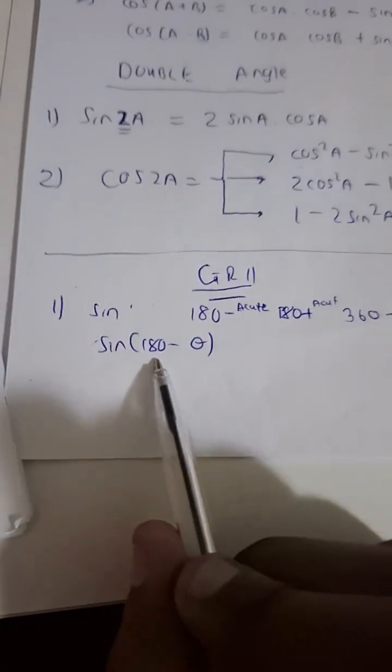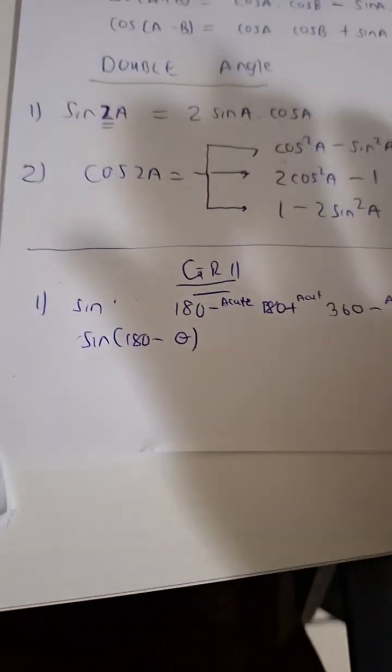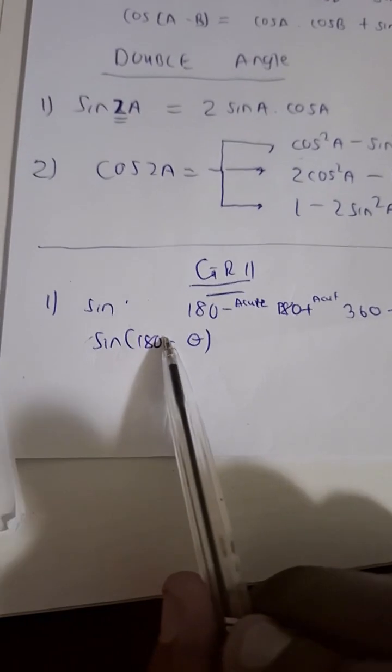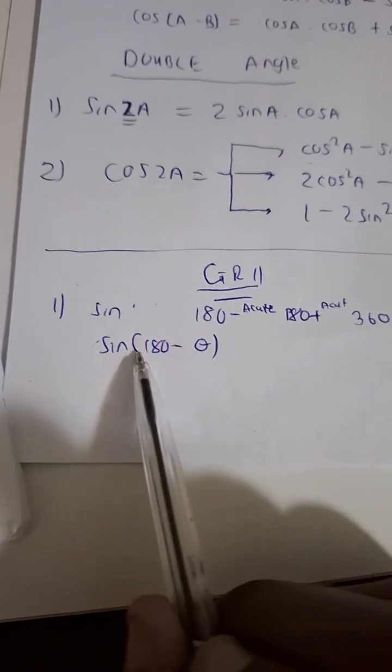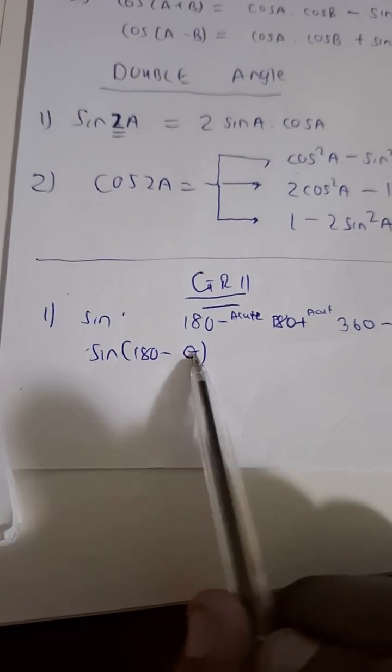So remember, guys, that when we have to reduce something from an angle that is greater than or maybe less than 0, and want to reduce it to an acute angle, we use these function values. We learned this in grade 11, 180 minus theta.